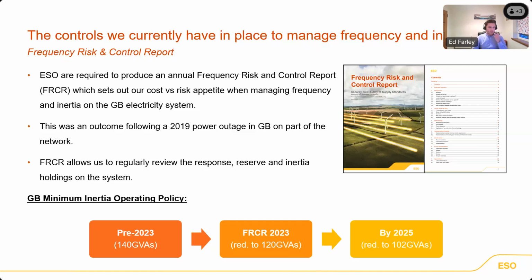I mentioned inertia within that and how the inertia operating policy relates to FRCR. So one thing that FRCR does is it sets out the minimum amount of inertia that we must hold in GB. And the reason we do that is because that provides an input to how much frequency response we have to hold, how quick our frequency response products have to be, etc.